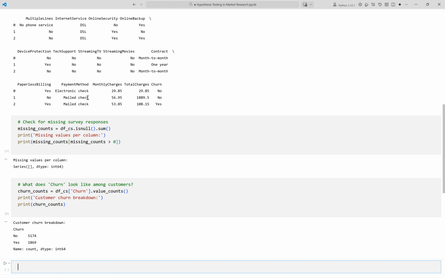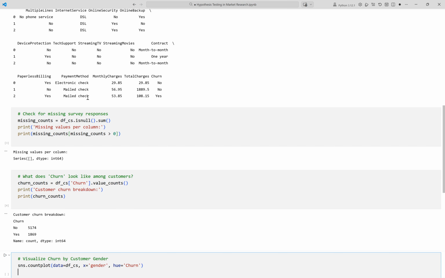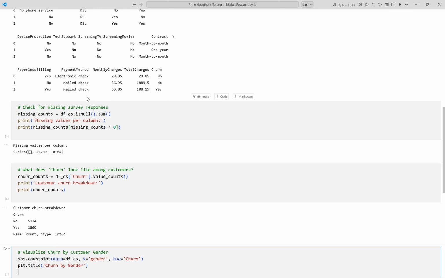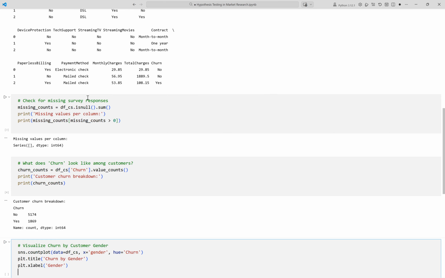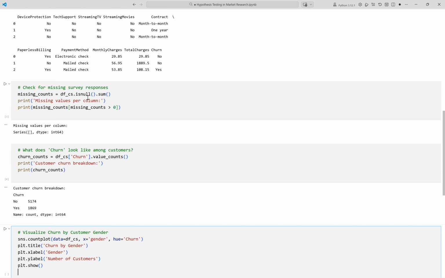Let us explore, does observed churn differ by customer gender? We use Seaborn's count plot to compare churn for men and women. The title makes the purpose easy to understand for stakeholders. We label the x-axis for customer gender. We label the y-axis so counts are clear. The plot is shown to highlight differences visually.